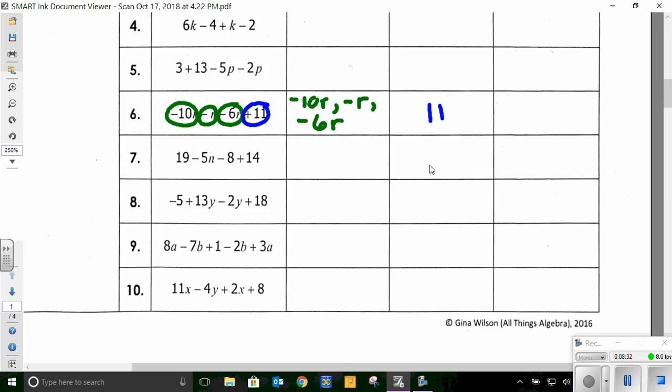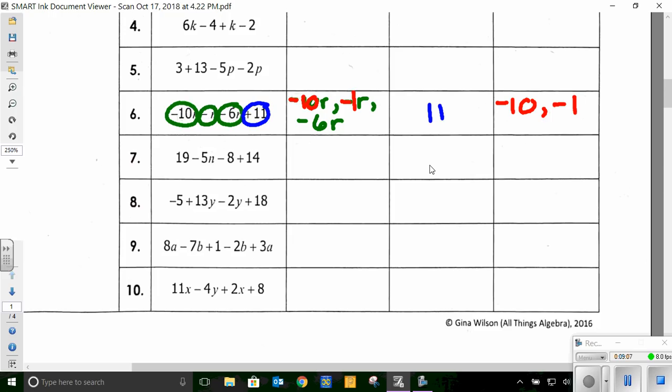Now my last column, remember, we're looking for our coefficients. Since all my like terms have variables in them, I'm looking at the coefficient of the variable. So in this one I have a negative 10. There's one of them, so that's a negative 10 for a coefficient. I have a negative in front of the r. Remember, ladies and gentlemen, there's a little 1 hiding in there, because we have only one r sitting there, but it happens to be a negative 1r. So my coefficient of r is negative 1 in this case.